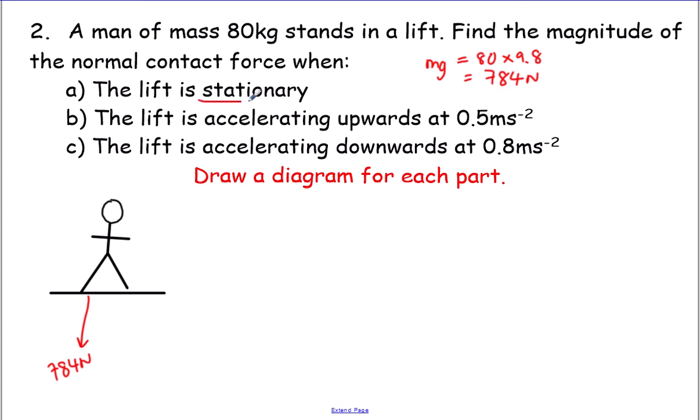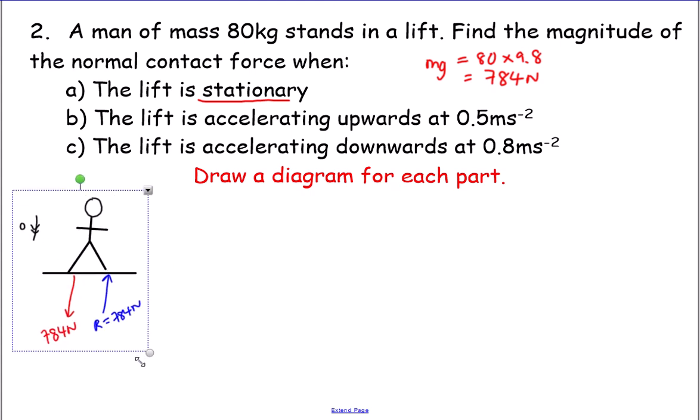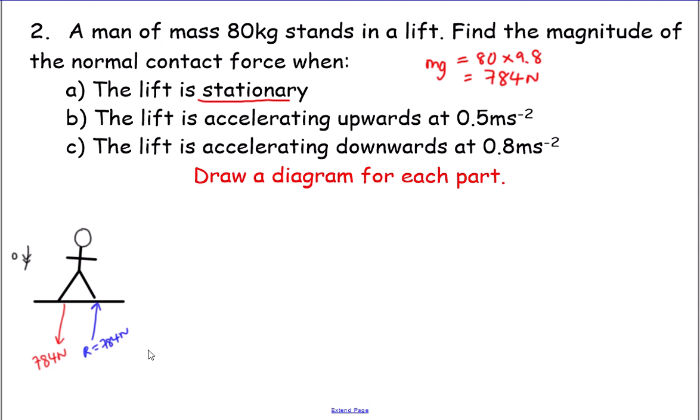And because the lift is stationary, it's not accelerating, he's in equilibrium. So I'll put 0 there. Just like the brick on the first question, the normal contact force R must be equal to 784 newtons. So that's easy enough. Okay, that's the force that this man is very used to feeling, because every time he's standing still, R is equal to his weight. Okay, different when you jump and come back down because you've got to decelerate. Now let's have a look at part B.